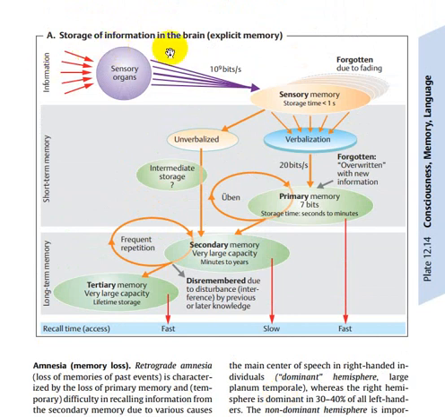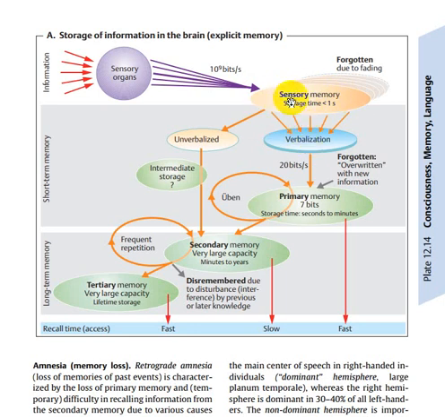So now you have the storage system in the brain. In the storage system in the brain, you have the sense organ. As you've seen, it was 10 raised to the power 9 bits per second that you have, and you forget due to fading. So it's going to be stored first in the sensory memory, for less than 1 second.